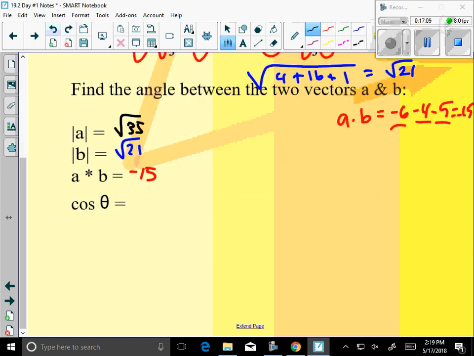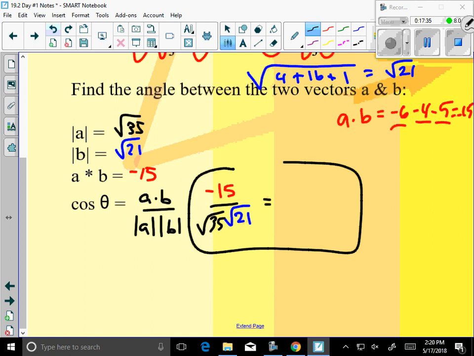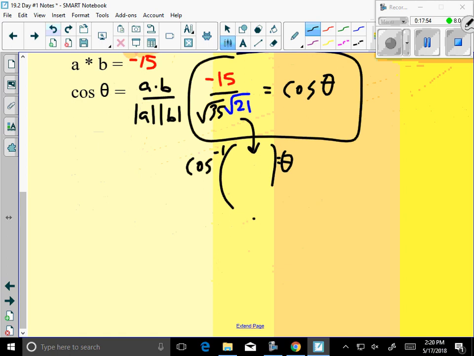So what does that even help me do? Well, I know that the cosine of the angle between is A dot B over the magnitude of A times the magnitude of B, which comes from the law of cosines. So A dot B is -15. I get the magnitude of A, which is square root of 35, times the square root of 21, which is the magnitude of B. And that's going to equal cosine of theta. How would I find theta? Use your calculator. Do the inverse cosine of this stuff, and you get theta. Will you do that for me? And then we'll talk about our answers. Did you get 123.6? Is that what you got?